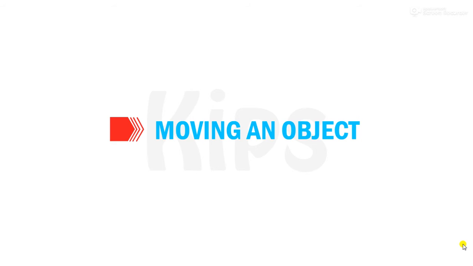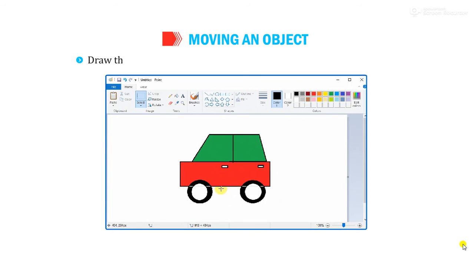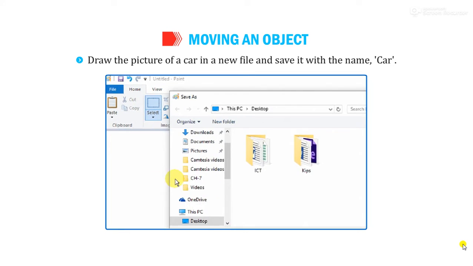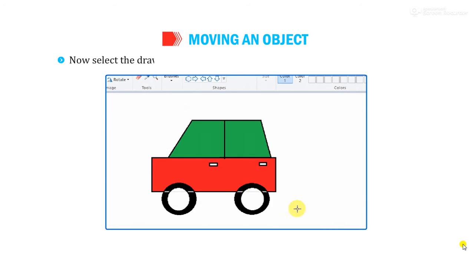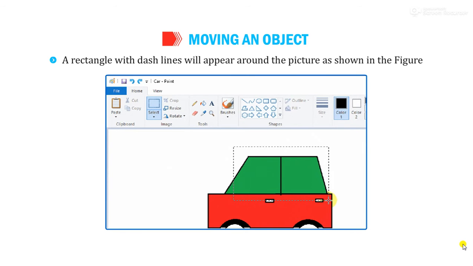So students, let us learn about moving an object. Draw the picture of a car in a new file and save it with the name car. Now select the drawing or any part of the drawing with the help of Select tool. A rectangle with dashed lines will appear around the picture as shown in the figure.